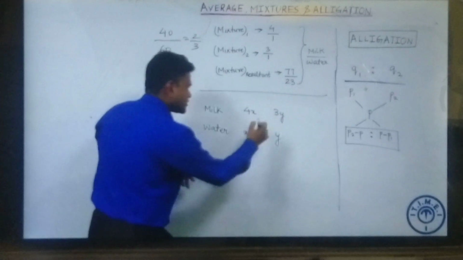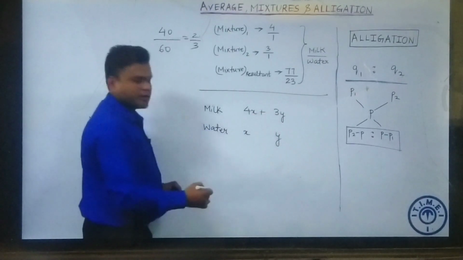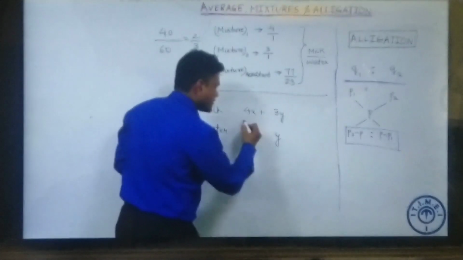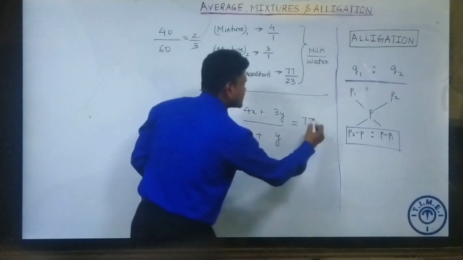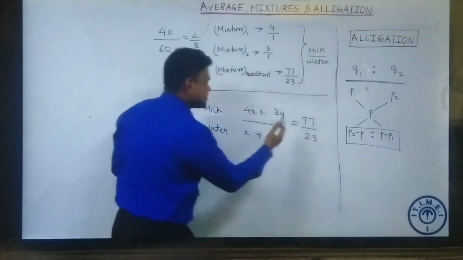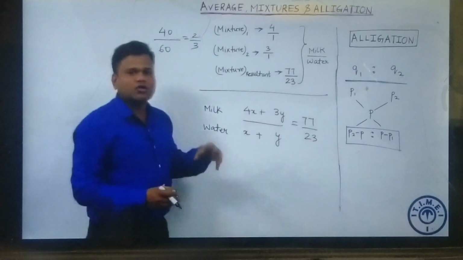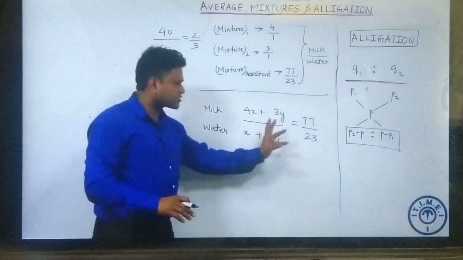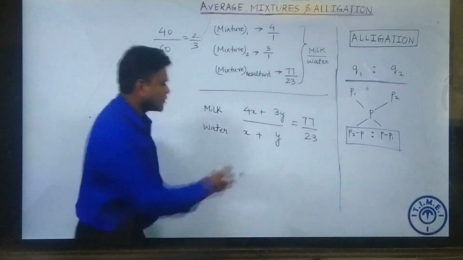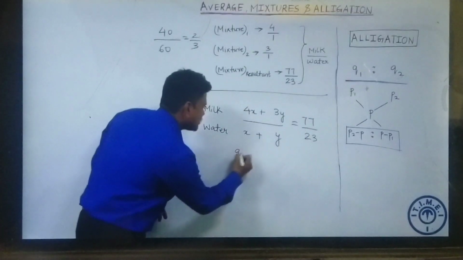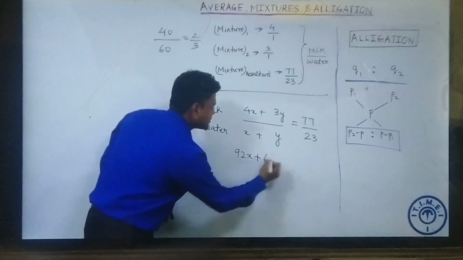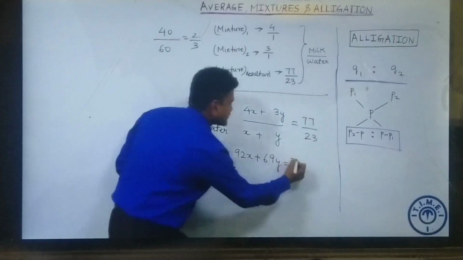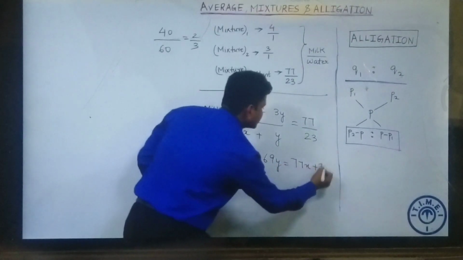Now in the final resultant scenario, I have 4x plus 3y and this one is x plus y. This ratio is given, which is 77/23. So in this method, we are simply trying to adopt it using a ratio concept. And using this ratio concept, cross multiplication will further give us the answer. We'll complete that as well, which is 92x plus 69y equals 77x plus 77y.